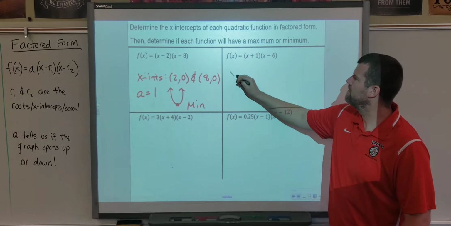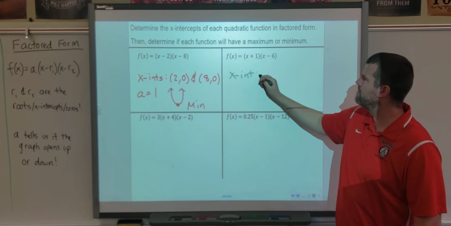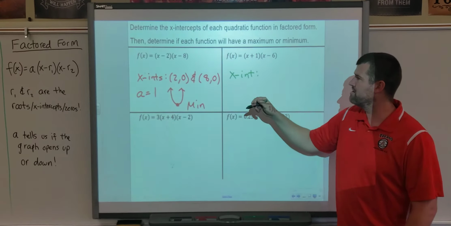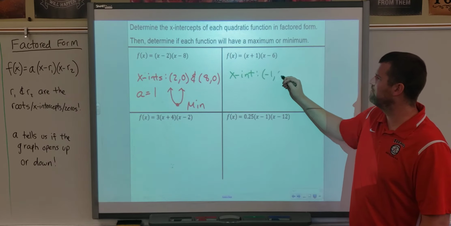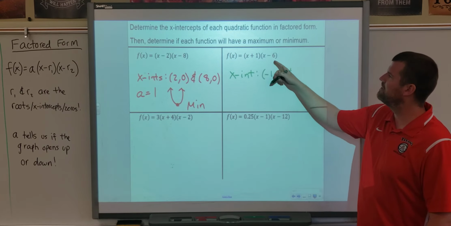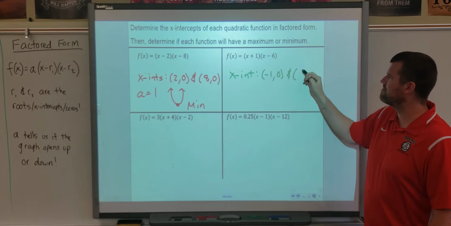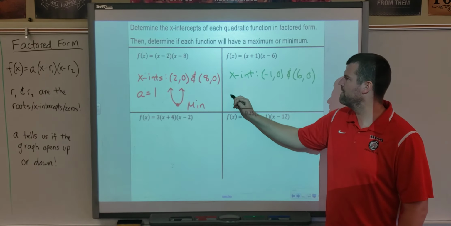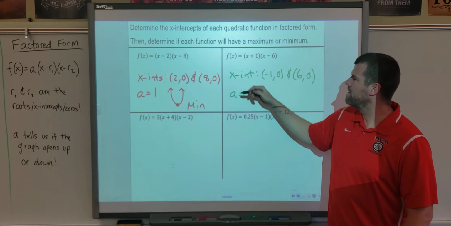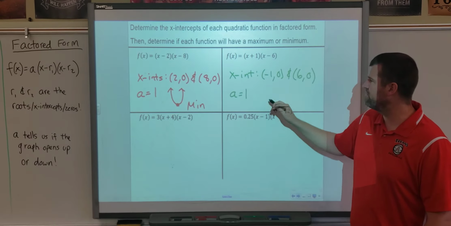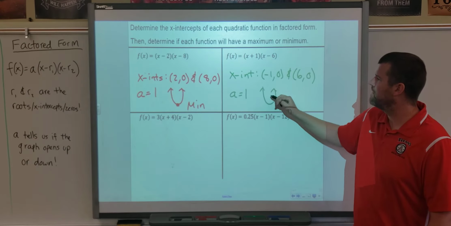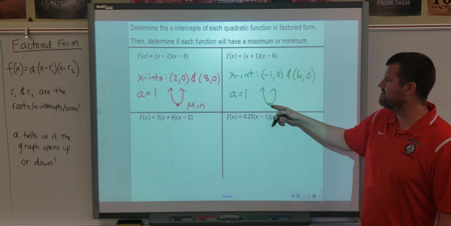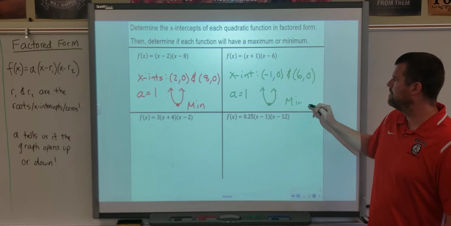All right, x-intercepts on this next one. It's going to be the opposite of positive 1, so we get negative 1, 0. And then the opposite of negative 6, so positive 6, 0. Our a value is 1, and because that's a positive, our graph will open up. And because our graph opens up, that means our vertex is a minimum.